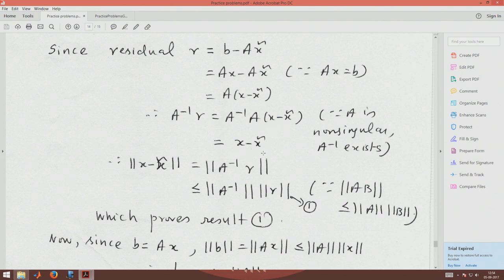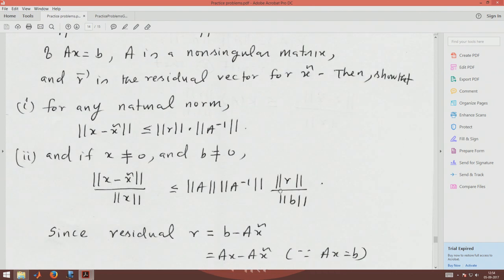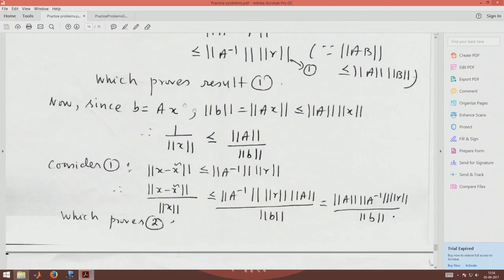So, that will be x minus x tilde, and therefore, norm of x minus x tilde will be norm of A inverse into R. But we have shown already that the norm of A B, where A and B are matrices, is less than or equal to norm A into norm B. So, let us make use of that result. So, norm A inverse R is less than or equal to norm A inverse into norm R. So, this proves our first result. That is what we have to show, namely norm of x minus x tilde is less than or equal to norm R into norm A inverse, and we have shown that result 1.